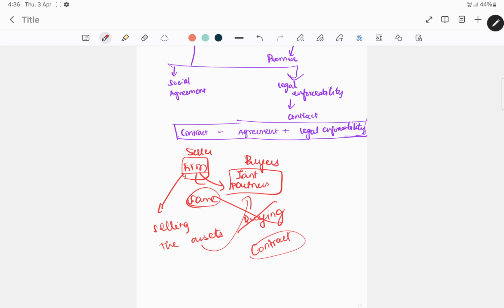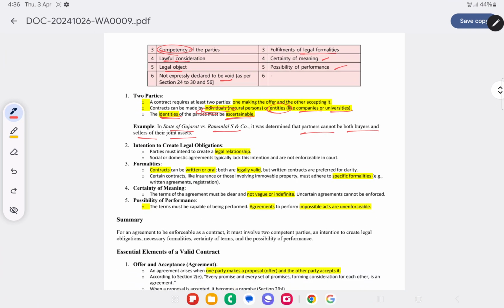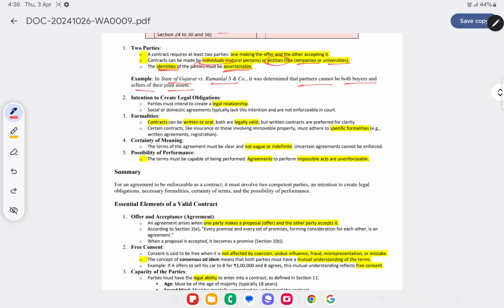So this cannot be a contract, because a contract has to be between two persons. For example, A and B: A is selling goods to B worth 50,000. Now this is a valid contract because these are two different parties, A and B, whereas in this case the firm and partners are one and the same. So it cannot be a contract, and there has to be an intention to create legal obligation.